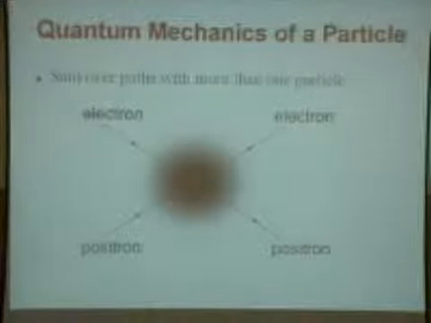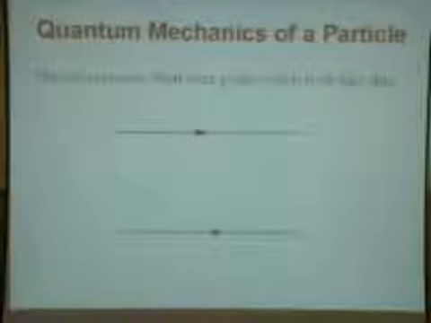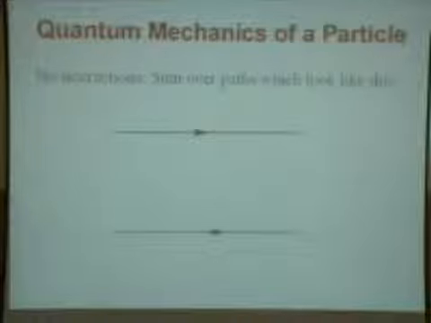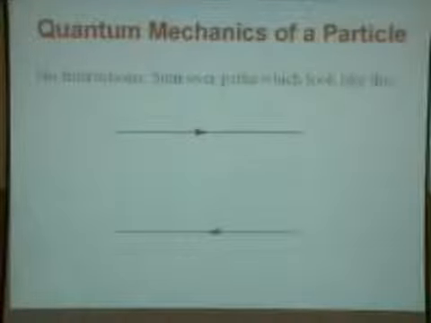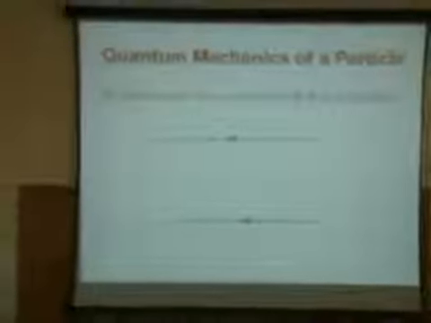We have to do a sum over paths. Say there are no interactions. Then we just sum over paths which look like this. Treat the electron separately, sum over all the paths. Treat the positron separately, sum over all the paths you can take. And this sum over paths is not hard, actually. It just corresponds to a Gaussian integral. So I'm just representing all the paths by a straight line.